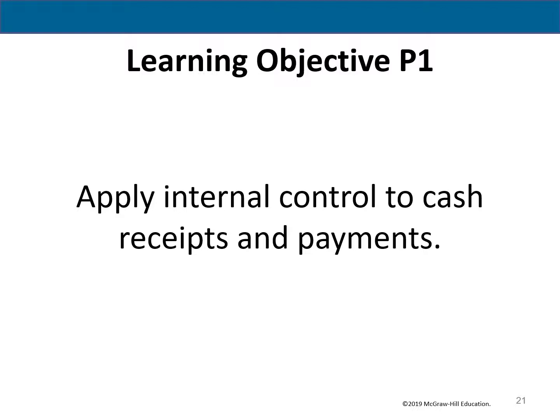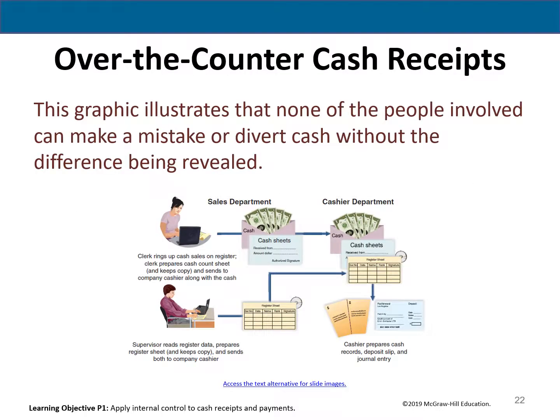So what type of internal controls are on cash receipts and payments? Great graphic. This shows you how we create procedures for over-the-counter cash receipts, and this is in your book. It illustrates that none of the people involved can make a mistake or divert cash without the difference being revealed. So a clerk rings up a cash sale on a register. The clerk prepares a cash count sheet at the end of their shift and keeps a copy and sends the other part to the company cashier along with the cash.